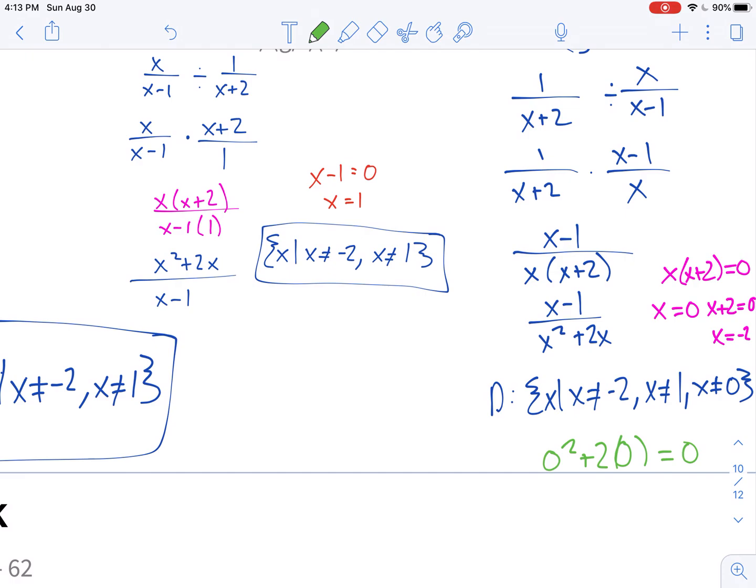I use the two common domains there, but when I divide, I have to ask myself, is there something new in this denominator? Because if something new pops up in the denominator, if I have a denominator change, if I have a new denominator, I have to stop and ask myself, does this create a new value where x doesn't work? Because if it does, I have to include that in my domain as well.